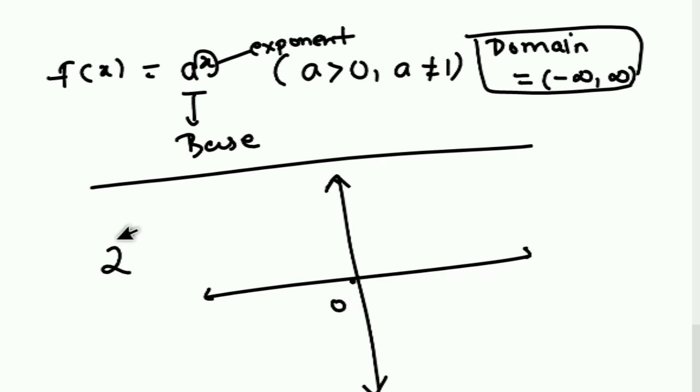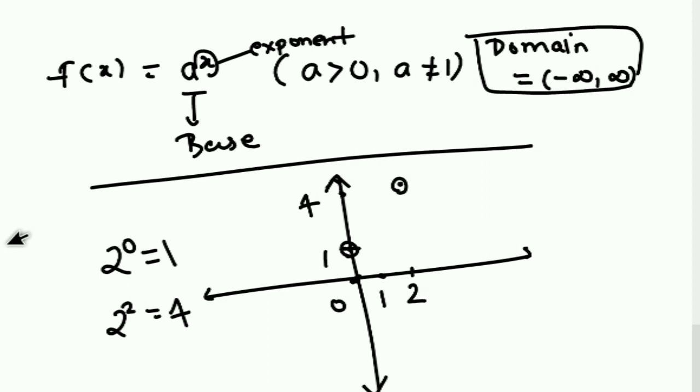So if we put x equal to 0, then you will have 2 raised to 0, and 2 raised to 0 is 1. It means that for x equal to 0, you will get the y value as 1. So your point will be here. And let's see for x equal to 2. For x equal to 2, you will get 2 squared, so this will be 4. Means the y value you will get is 4. So this will be here.